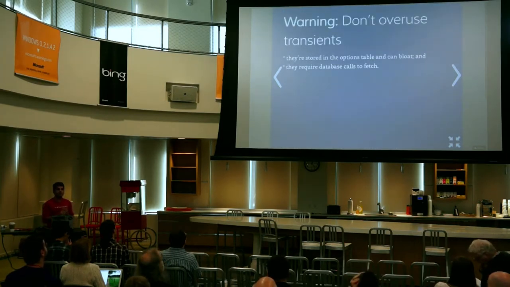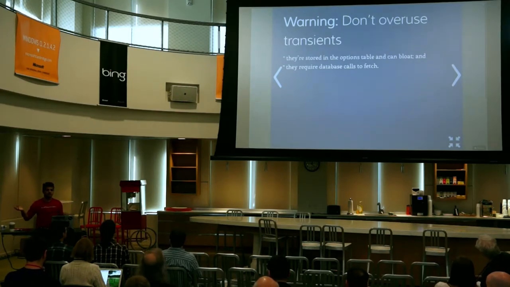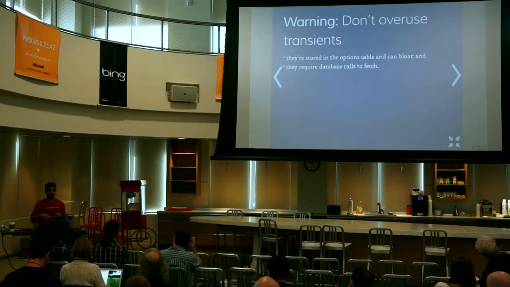One thing to keep in mind is that if you are using a persistent object caching backend like memcached, transients just become a wrapper for the object cache. So it doesn't matter if you call get transient or if you call cache get. Get transient just translates to wp cache get. And the same thing with all the other functions as well.